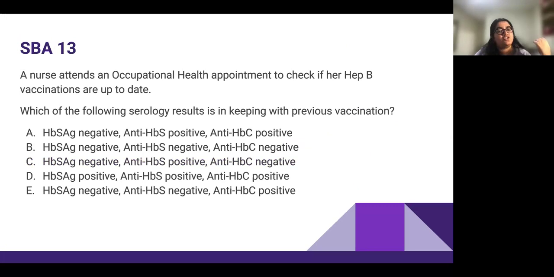So now moving on to this question, they have just been vaccinated against it. So they would be negative for their surface antigen. So that rules out D as an answer. Then they would be positive for the anti-HBs because they have formed antibodies against the surface antigen. That leaves A and C. And then finally, they've never been exposed to the core antigen for hepatitis B. Therefore, they'd be negative against it, leaving C as your answer.